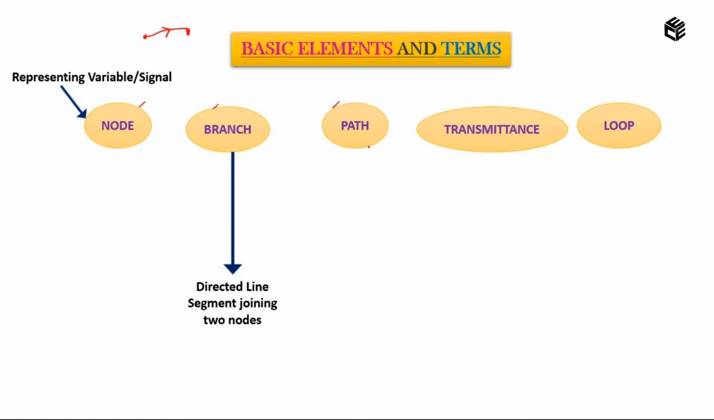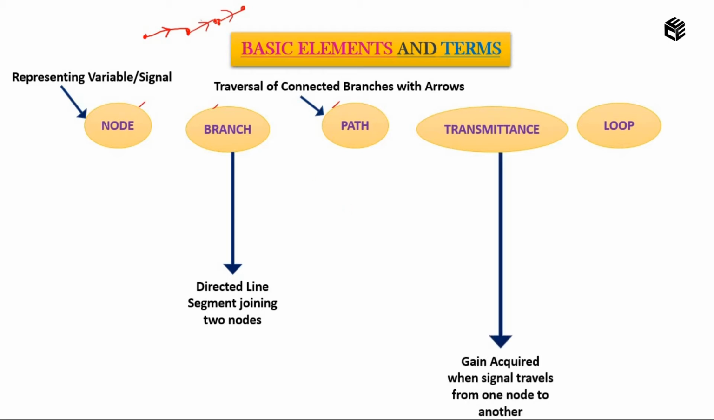Okay. Next is path. So what is a path? Traversal of connected branches. So this is one branch. I am considering another branch. I am considering another branch. So a traversal of connected branches with arrows is called as the path. Okay. Next is transmittance. Transmittance is called as the gain of the signal when travels from one node to another node. So this is node 1 and this is node 2. When the signal travels from first node to second node, the gain it takes as G1. G1 is called as the transmittance.